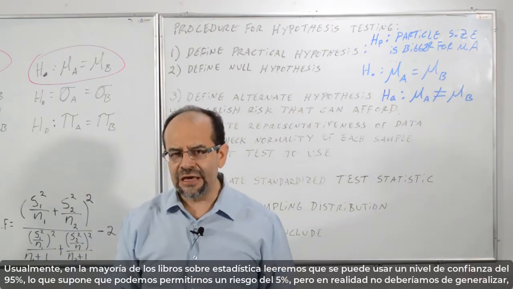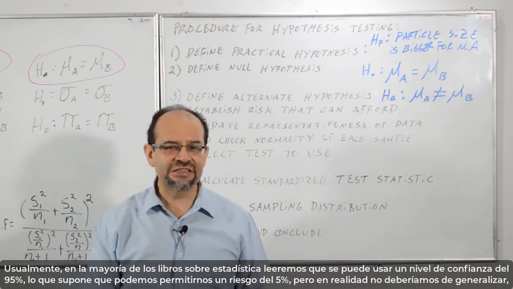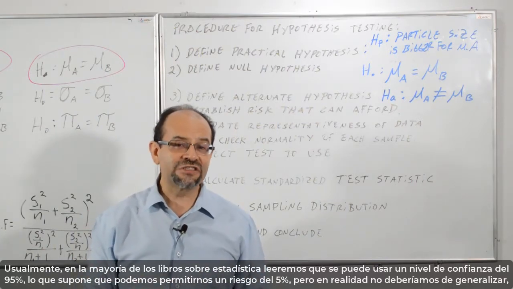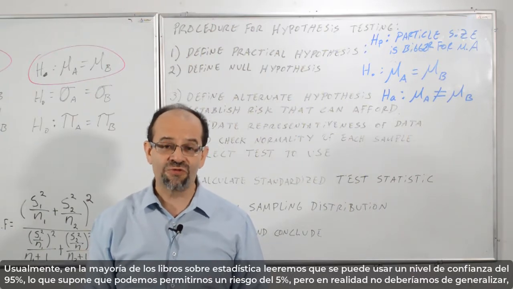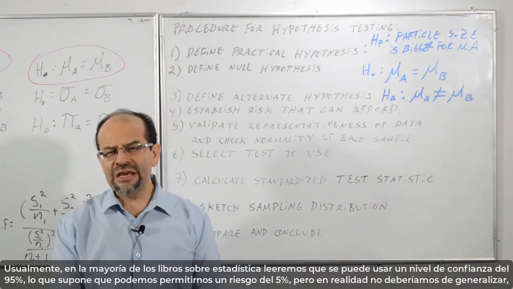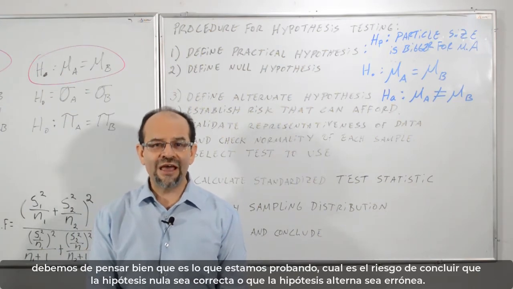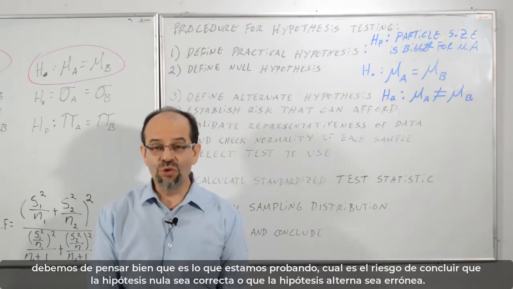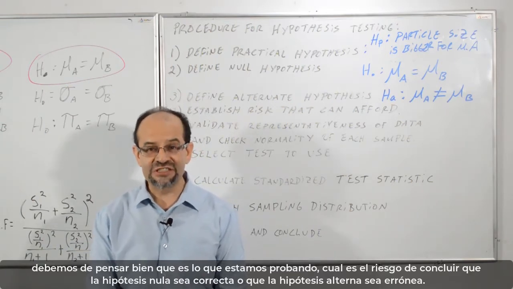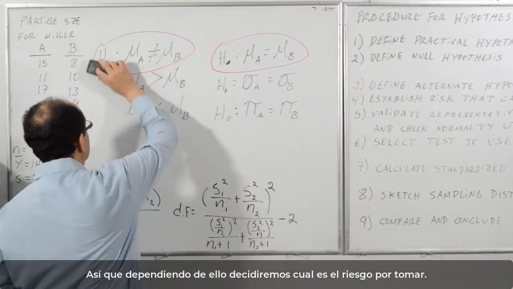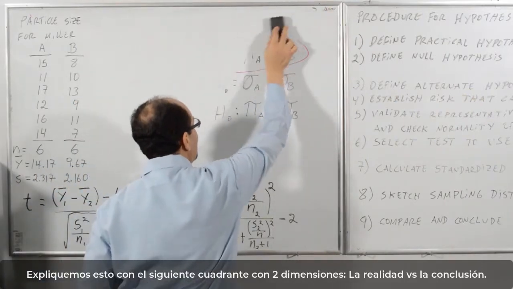Usually, in most of the books related to statistics, you will read that you can use a 95% confidence level, which means a risk of 5%, or you can afford an error of 5%. But actually, you should not generalize. You have to think about what you are testing. What is the risk of concluding that the null hypothesis is right or the alternate hypothesis is wrong? Depending on that, you will decide what risk to take. And then I will explain more about that.